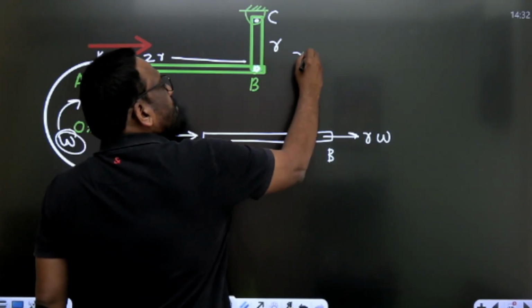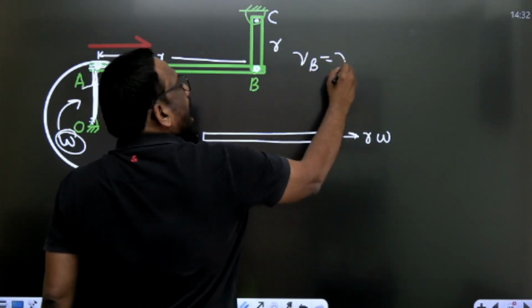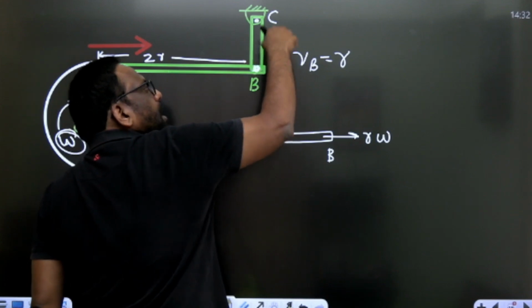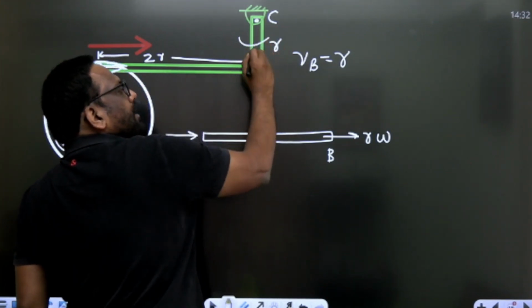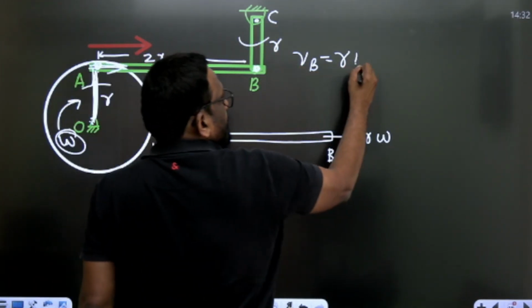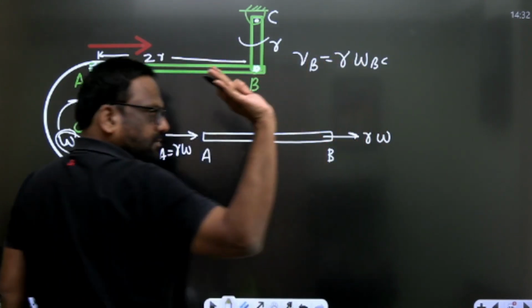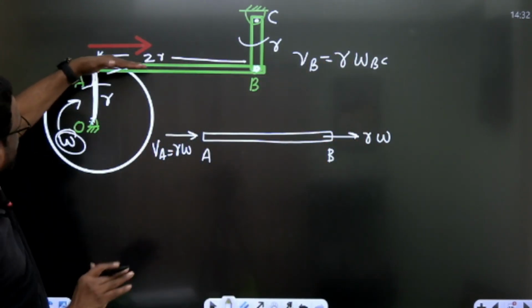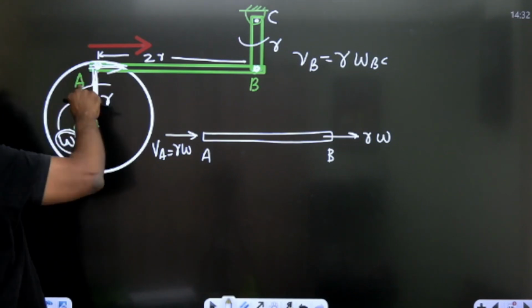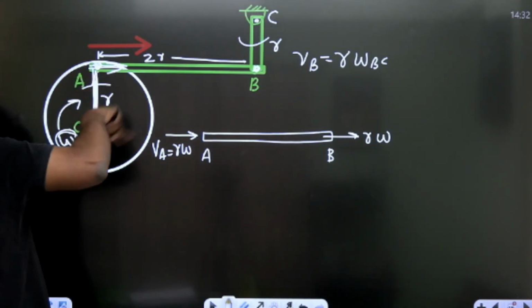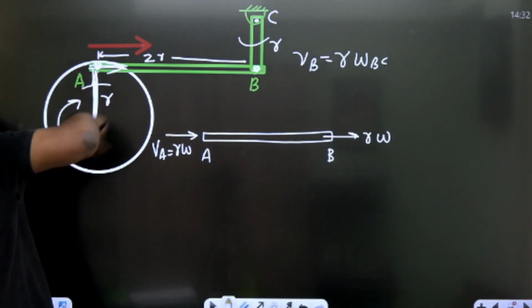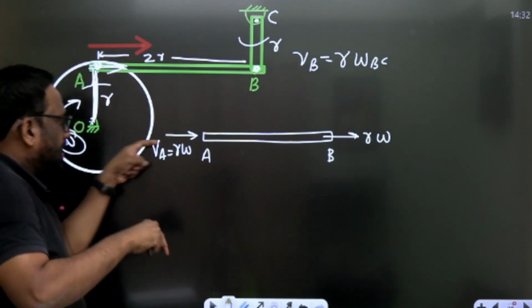It will be velocity of point B can also be written as r into omega of this. What is omega of this? Let us say its omega is omega BC. I repeat, sirs, listen carefully. Along this the velocity is r omega, it is rotating about this point A with radius r, and omega of this disk gives r omega.